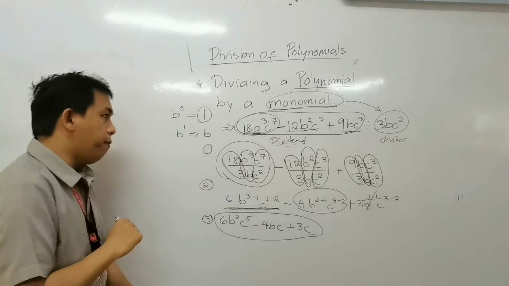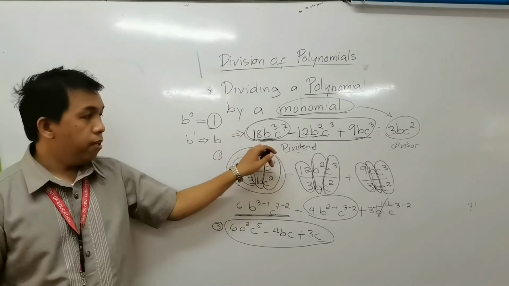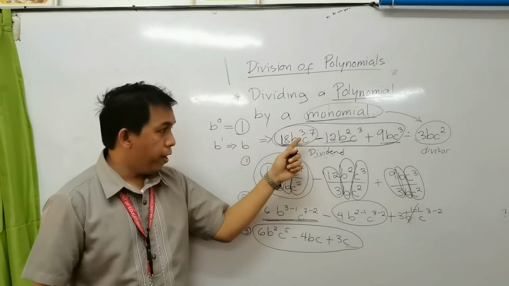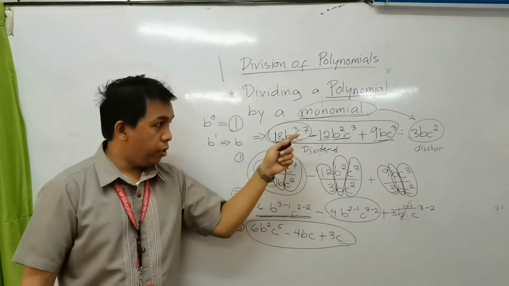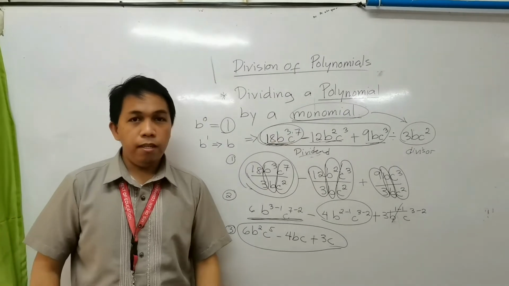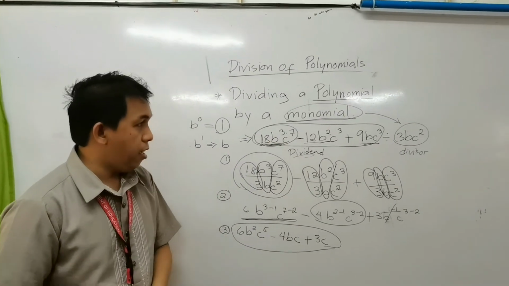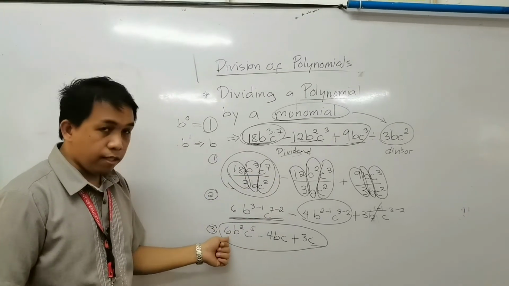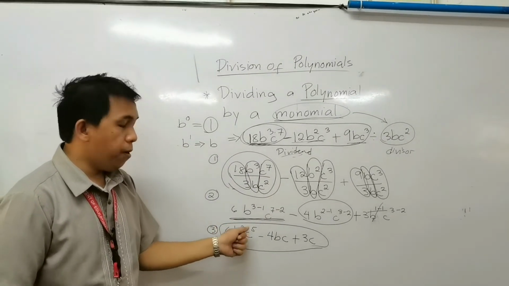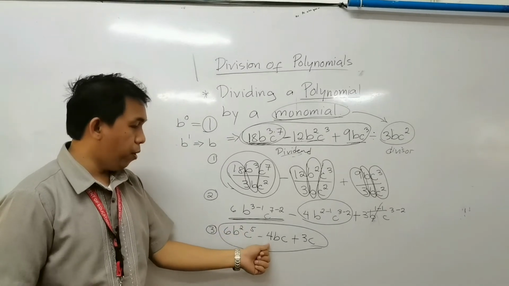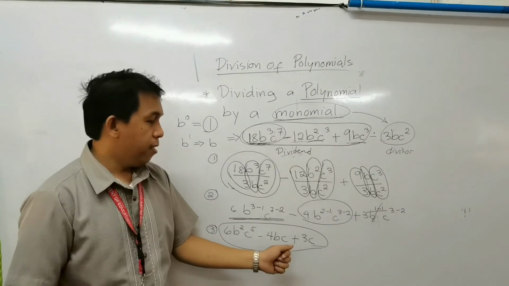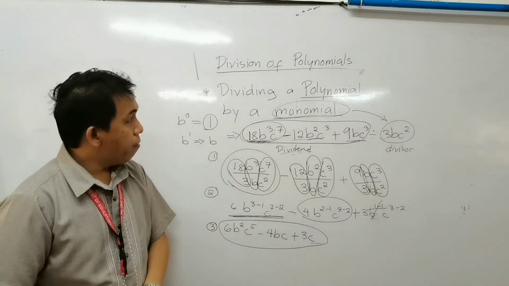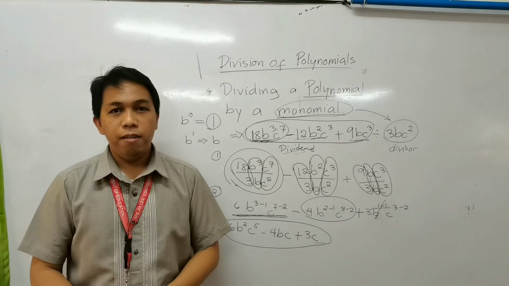So the final answer of this division, 18b cubed c to the power of 7 minus 12b squared c cubed plus 9b c cubed divided by 3bc squared is equal to 6b squared c to the power of 5 minus 4bc plus 3c. So that's all for dividing a polynomial by a monomial.